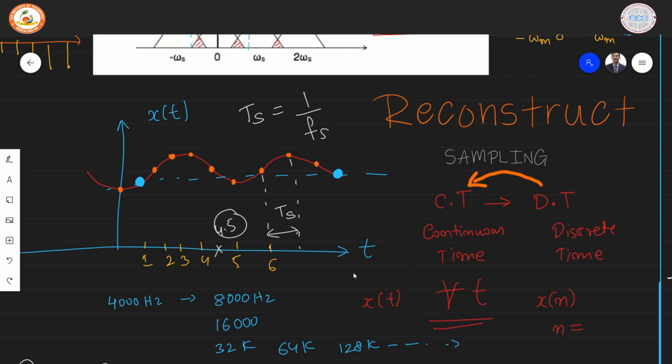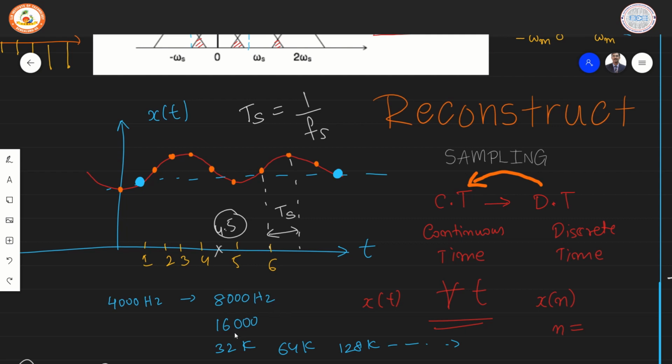Now, as we have already understood, suppose we have an application which has a maximum frequency component of 4000 Hertz, then in order to reconstruct, the minimum condition is given by the Nyquist rate, which happens to be equal to 2 times the maximum frequency. So twice 4000 will be 8000. It doesn't mean that you cannot go more than that.